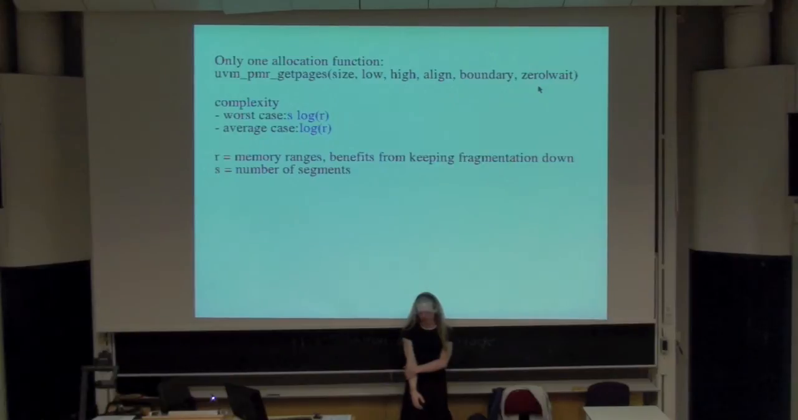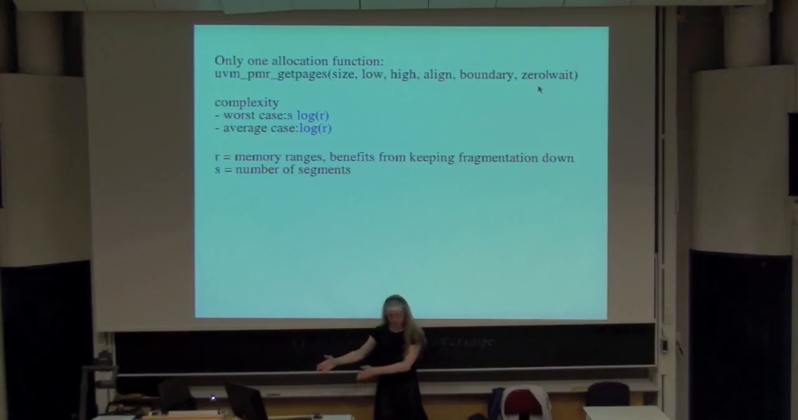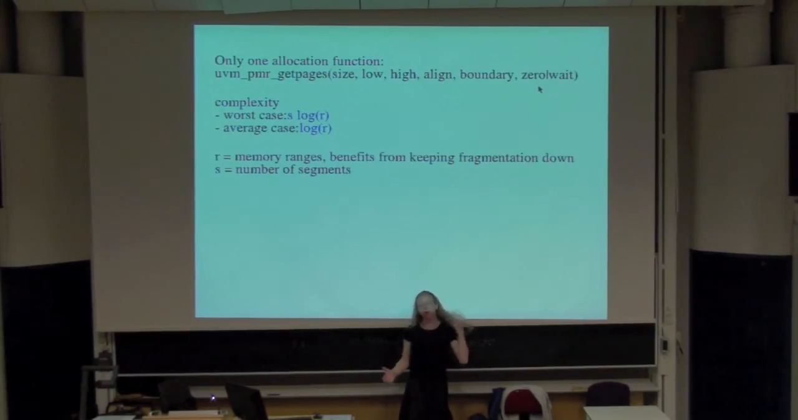uvm_pmr_getpages has a worst case complexity of S log R, where R is the number of free memory ranges, so the splits that I previously showed, and S is the number of segments. Usually the number of segments is a very small number, like 32 is the upper bound on both SPARC64 and AMD64. In practice, it's much less, and I haven't seen any machines with over 3 at the moment. And R is also a very small number because we are very aggressive in keeping fragmentation down.